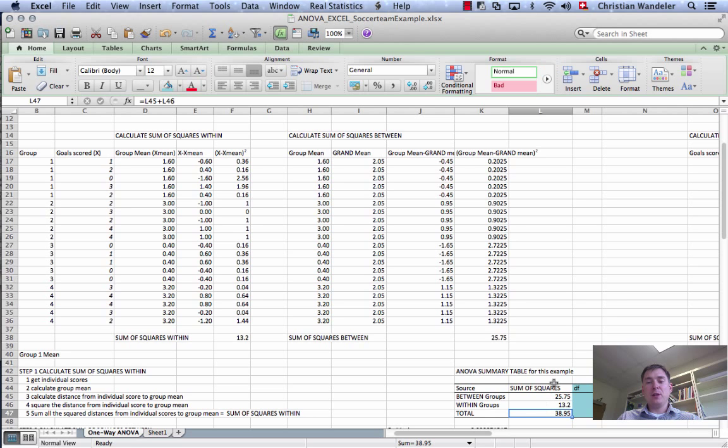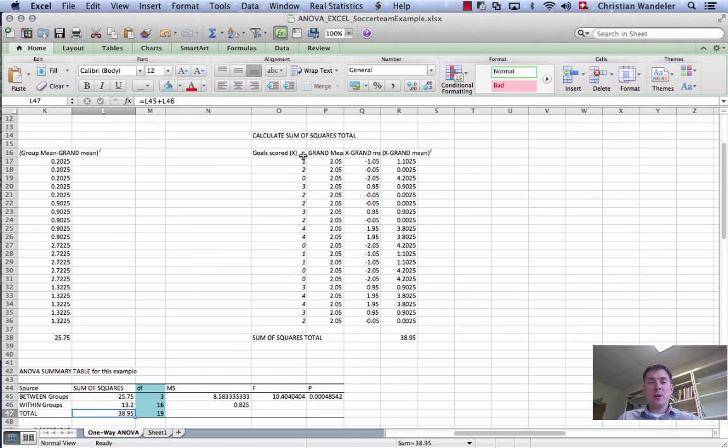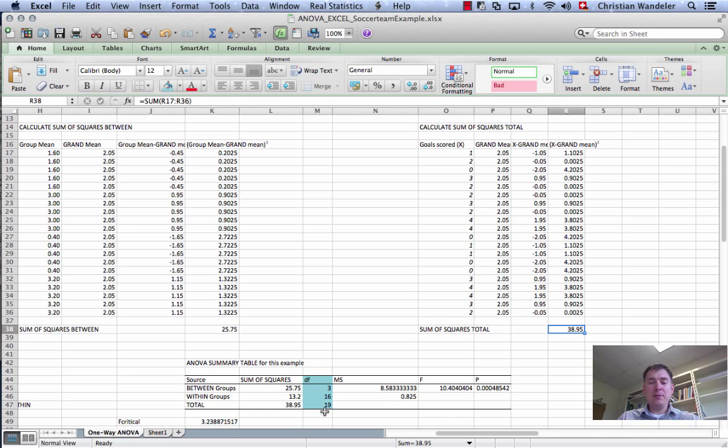And if we add that together, between plus within gives us the total of 38.95, and we can go check really quick if that's correct. Over here we have the individual scores minus the grand mean, which should give us the total sum of squares, which is 38.95.